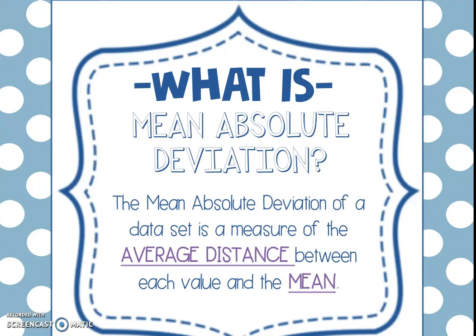Mean absolute deviation of a data set is the measure of the average distance between each data point and the mean. So when we're talking about mean absolute deviation, we're talking about on average, how far away is each data point from that middle average number.